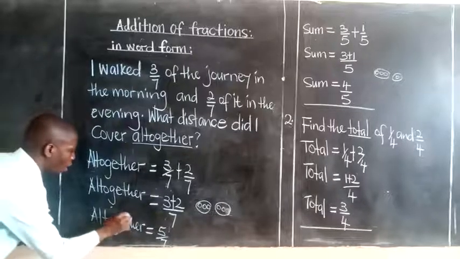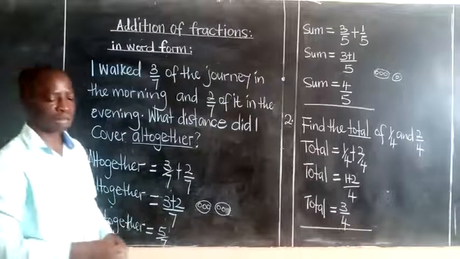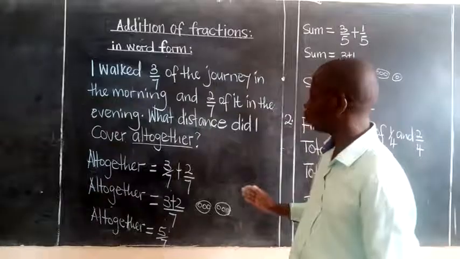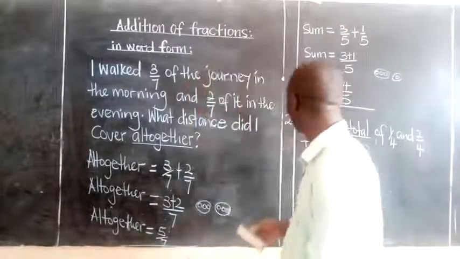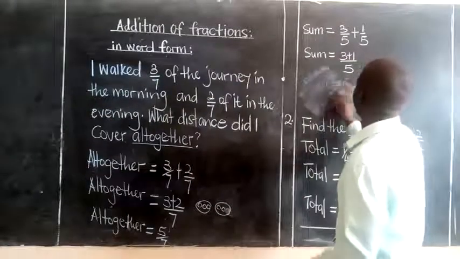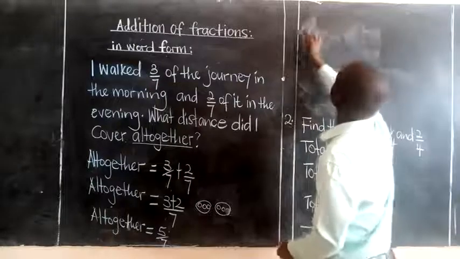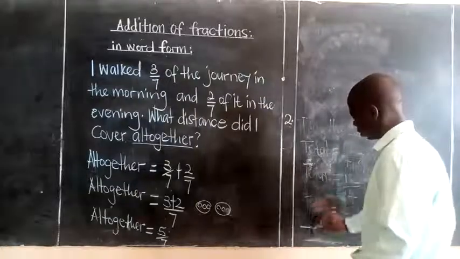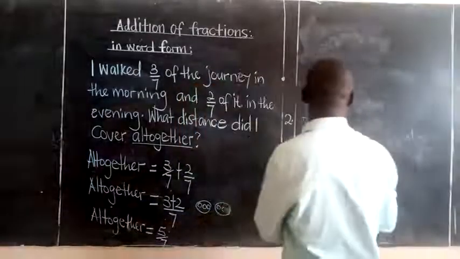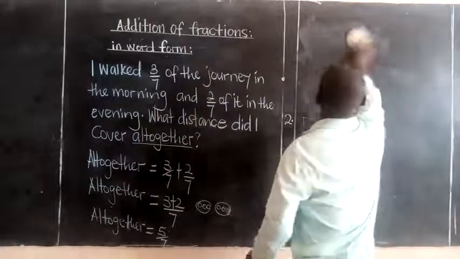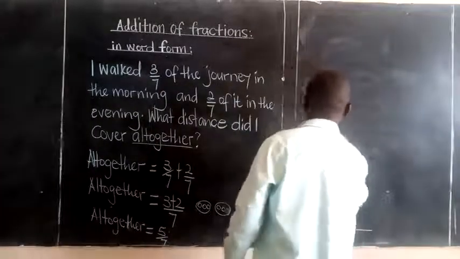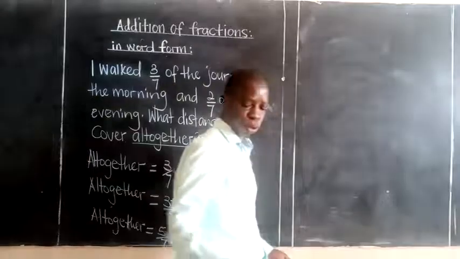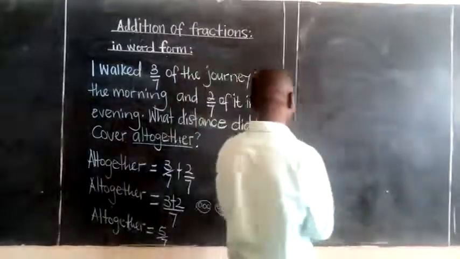So when we talk of all together, you simply add and get what we call all together. So that's very important to note. However, try to make sure that your work is properly organized. Let's have another example. This is the last example. We are using the keywords that we talked of.